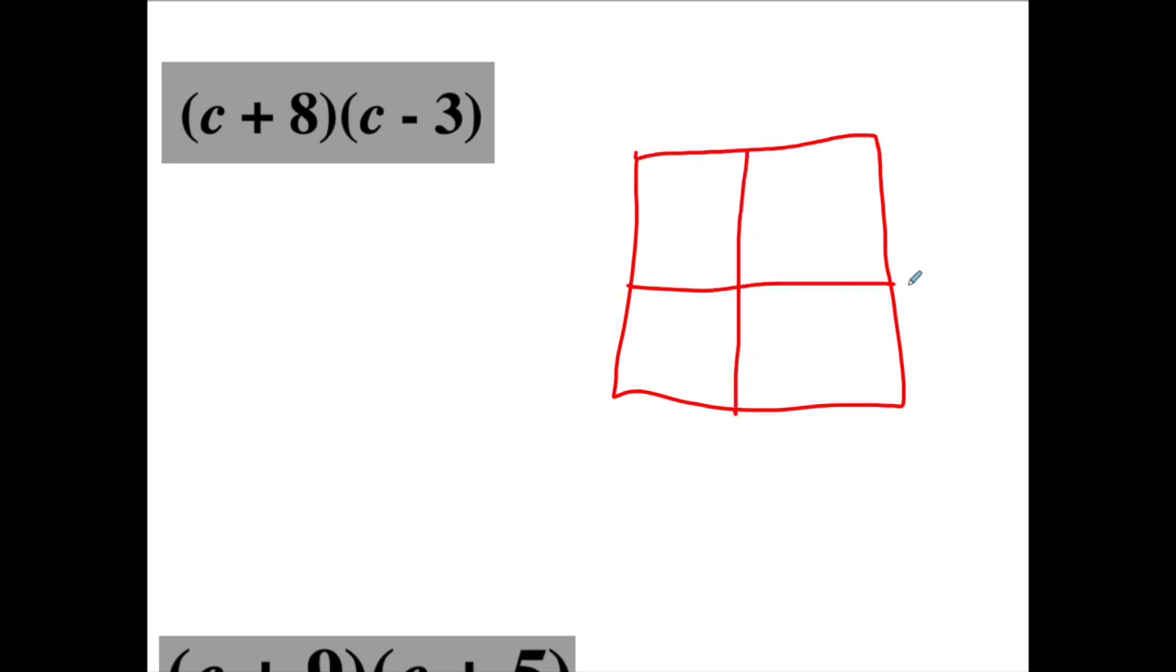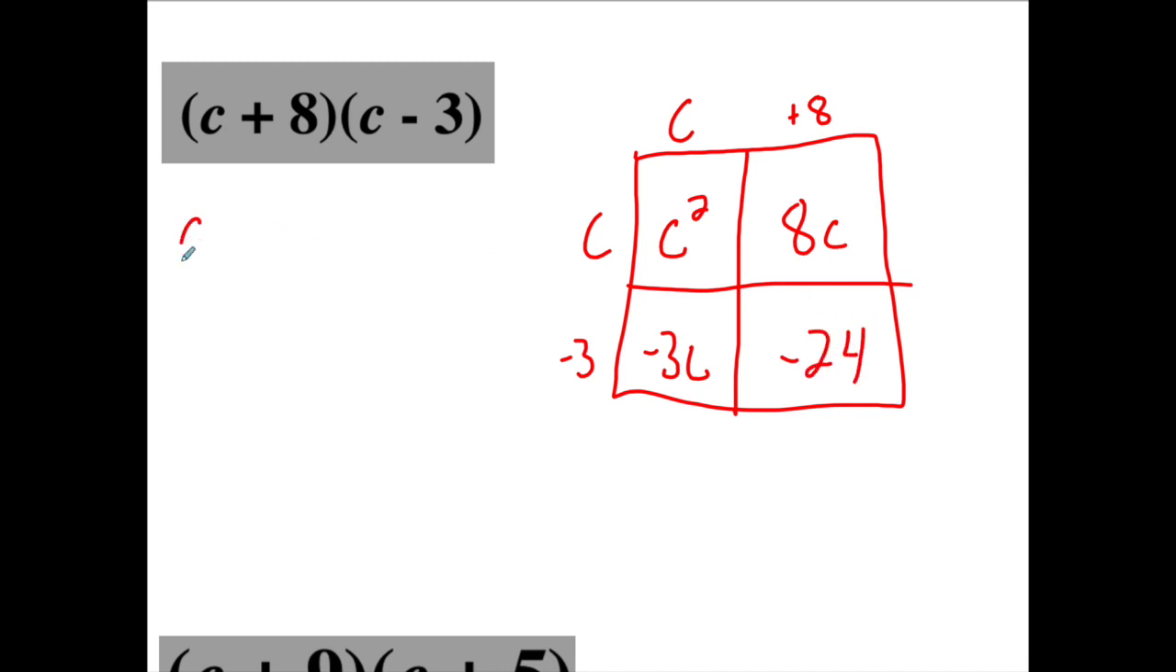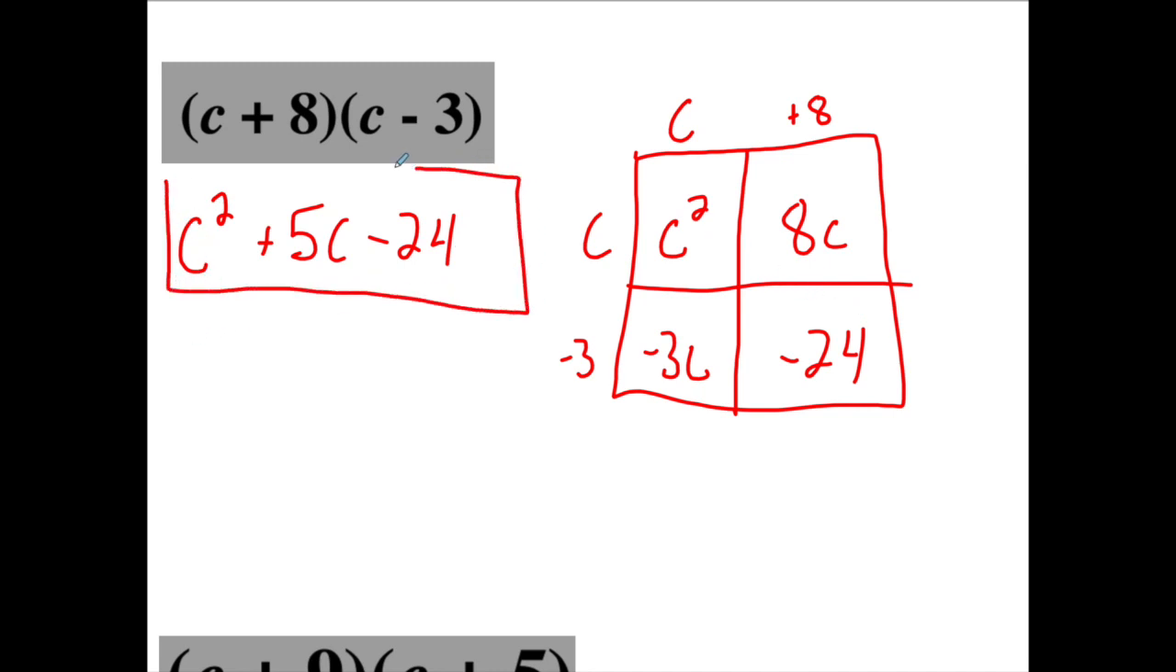Okay, moving on down to the next one. Again, you're going to make your box. On the top, we'll put c plus 8. On the side, we'll put c minus 3. And let's box it out. So we've got c and c, c squared, 8 and c, 8c, c times negative 3, negative 3c, 8 times negative 3 is negative 24. And so we combine: c squared plus 5c minus 24. Okay? And that's all she wrote, so to speak.